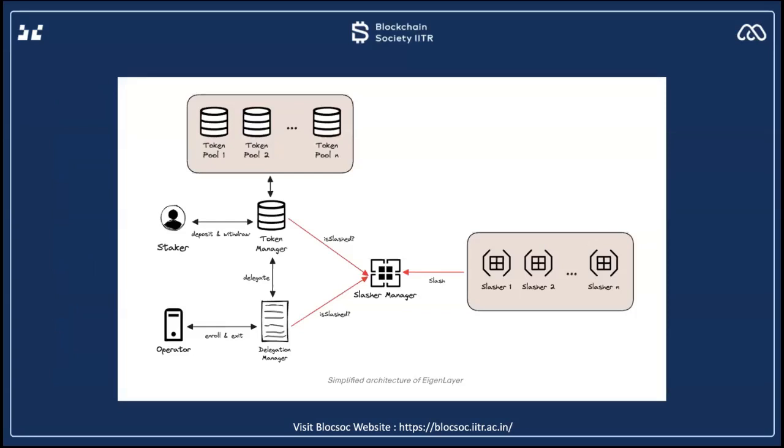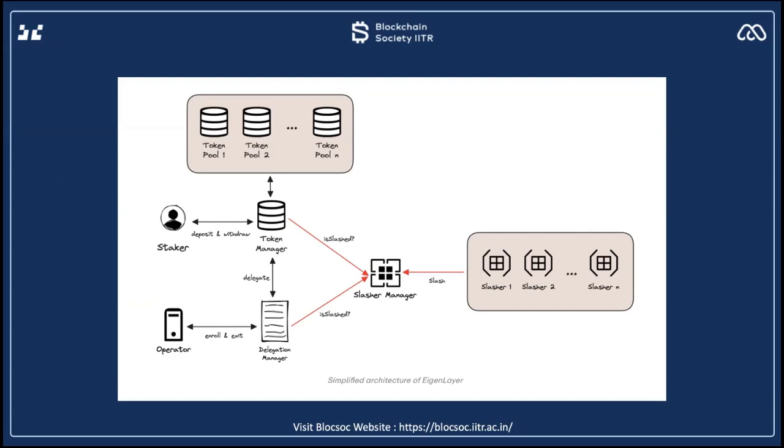So now let's go deeper into EigenLayer's architecture. As you can see, they have separated the stakers and operators from each other. The stakers are the people that have the capital and provide economic security to a service, and the operators are nodes that actually perform the task for the service, right?